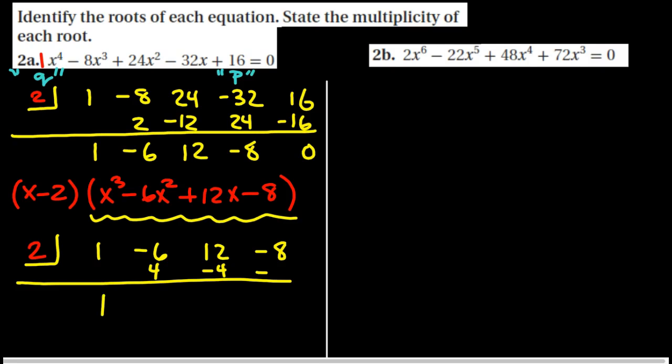All right, so 1 there. Good catch. 2 times 1 is 2. Put a 2 there. I get a negative 4. Put a negative 8 there. I get a 4. And I put an 8 there, and I get a 0. Now this becomes x squared, and that's an x, and that's a constant.